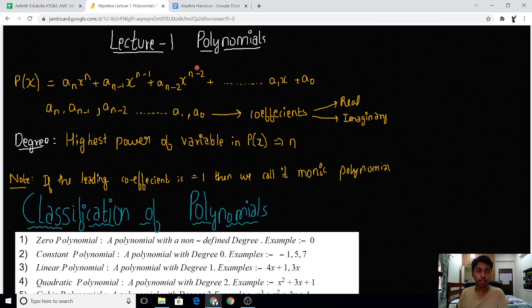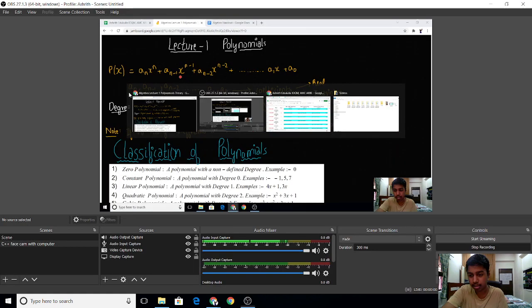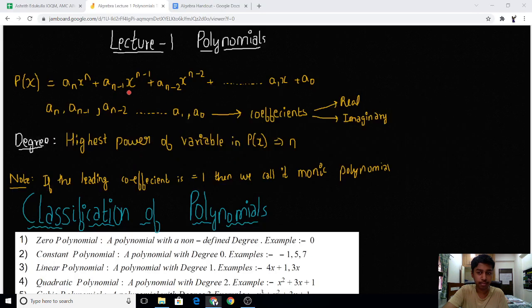So what is a polynomial? Yeah, let's start. A polynomial is something which is in the form of a_n x^n + a_(n-1) x^(n-1) + a_(n-2) x^(n-2), and so on, up to a_1 x + a_0. Here, a_n cannot be 0, because our degree, meaning the highest term of the polynomial, is n.